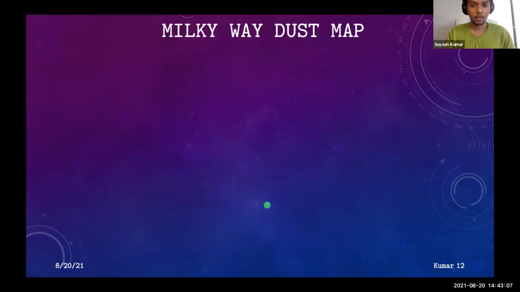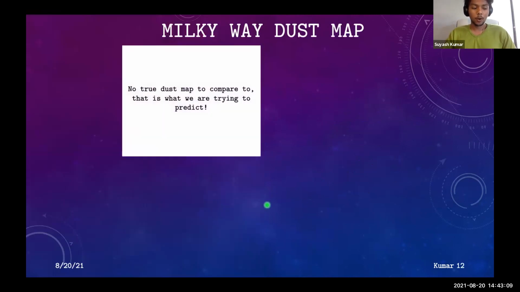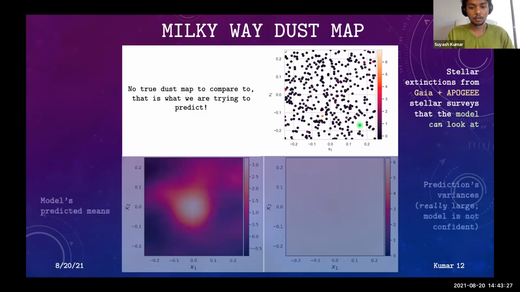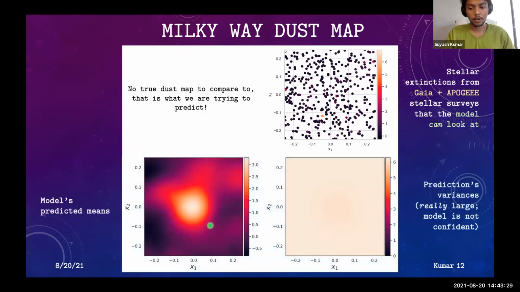Let's check it out. Well, in the Milky Way, one slight complication is that we don't actually have a true dust map to compare our answers to, because that's what we are trying to predict in the first place. But nonetheless, we have extinctions like before, but not from simulations, but from Gaia and APOGEE stellar surveys. And using these extinctions, our model can come up with a dust map and associated variances.